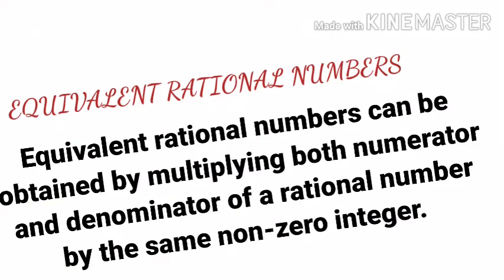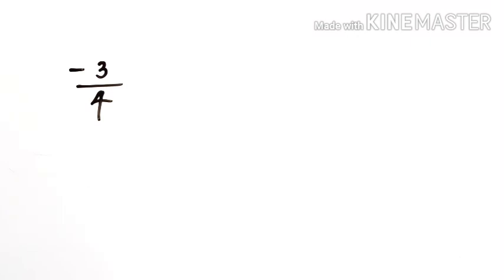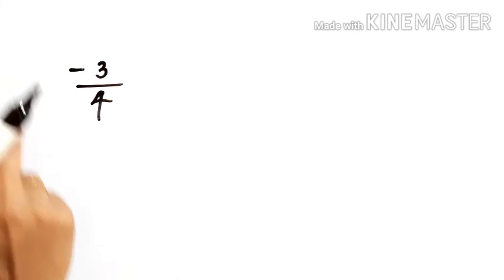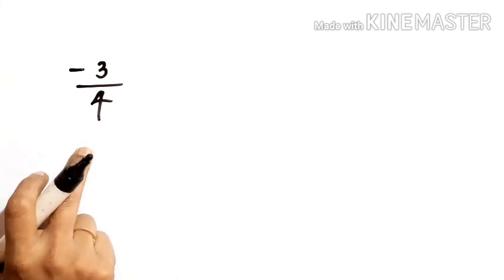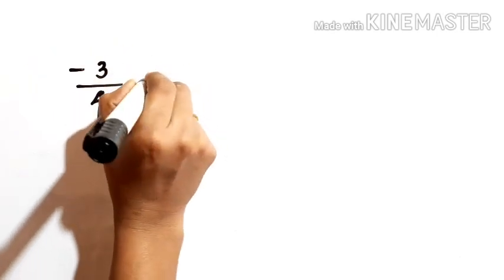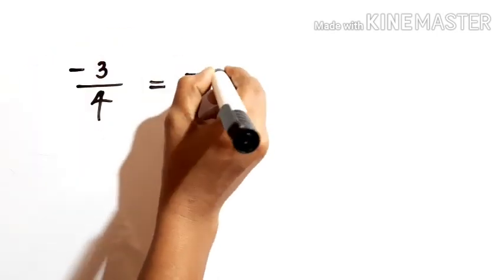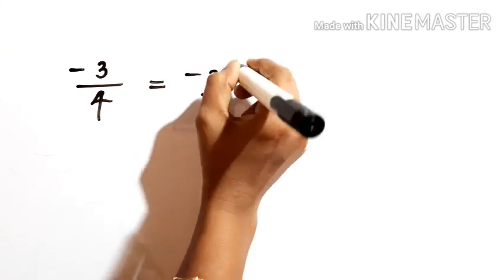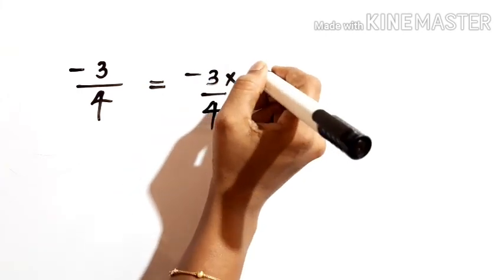Equivalent rational numbers can be obtained by multiplying both numerator and denominator of a rational number by the same non-zero integer. For example, here we have one rational number, minus 3 by 4. Let us try to write any three equivalent rational numbers to minus 3 by 4. Listen, children, equals minus 3 by 4 into any non-zero integer.